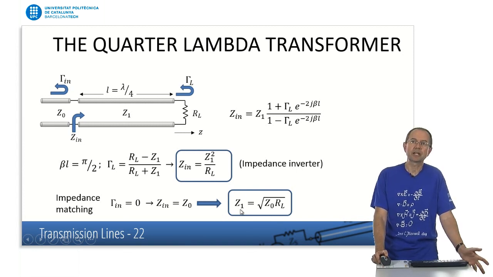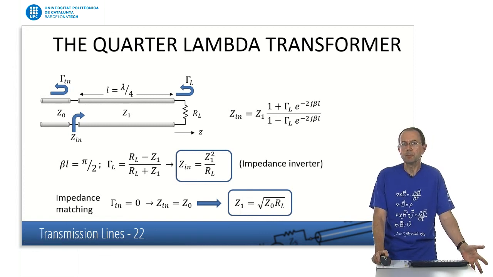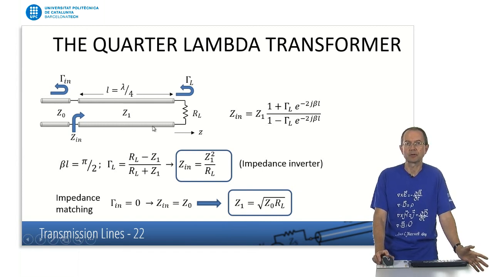So we can make matching of impedance from a load to a generator just by using a piece of transmission line with a length of a quarter lambda and with a characteristic impedance which is this geometric mean, and then we achieve our purpose. We maximize power transfer to our load.